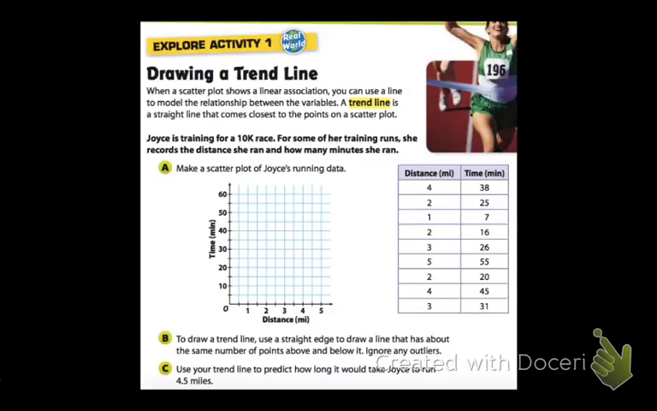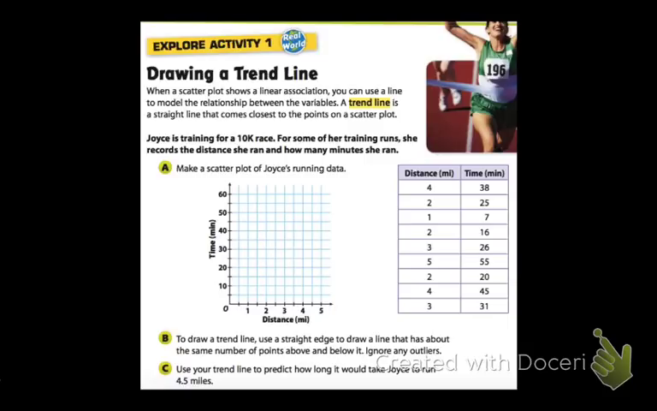All right, welcome back. So hopefully you have tried a couple of things here on this explore activity. If nothing else, you should have put the data points on your graph. That is something that you are able to do by yourself. So let's go ahead and read the question here and see what we can figure out.